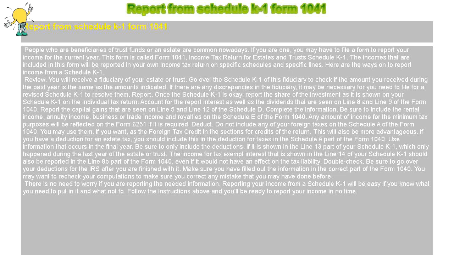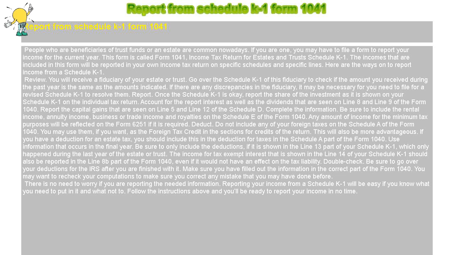Report. Once the Schedule K-1 is OK, report the share of the investment as it is shown on your Schedule K-1 on the individual tax return. Account for the interest as well as the dividends that are seen on line 8 and line 9 of the Form 1040. Report the capital gains that are seen on line 5 and line 12 of the Schedule D.